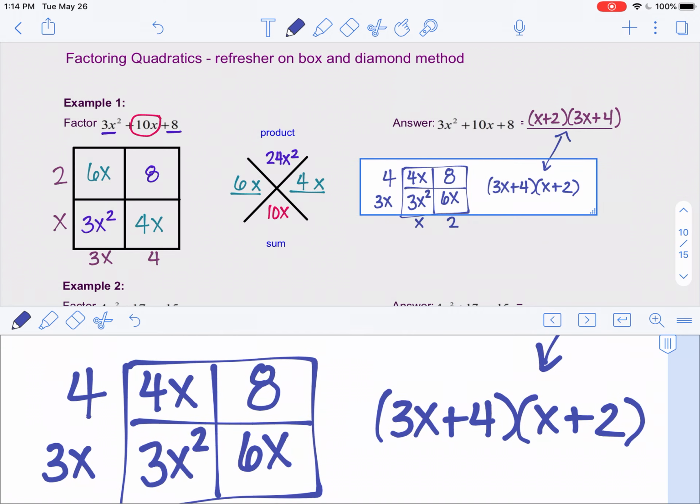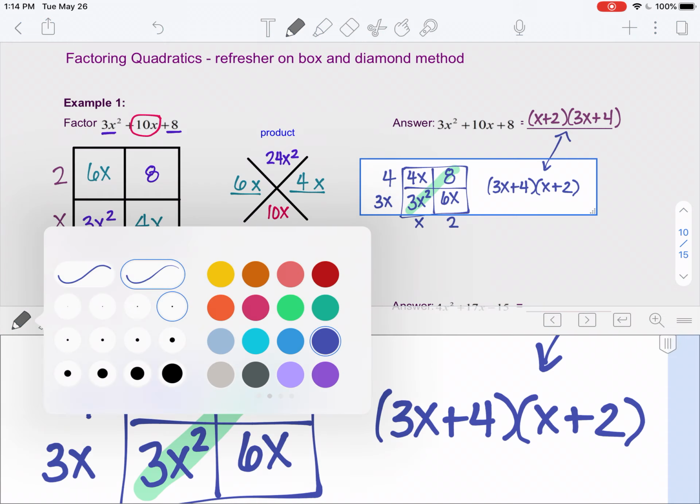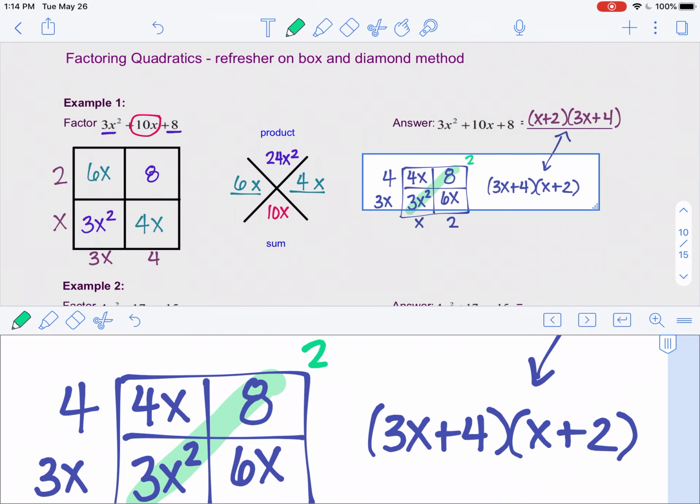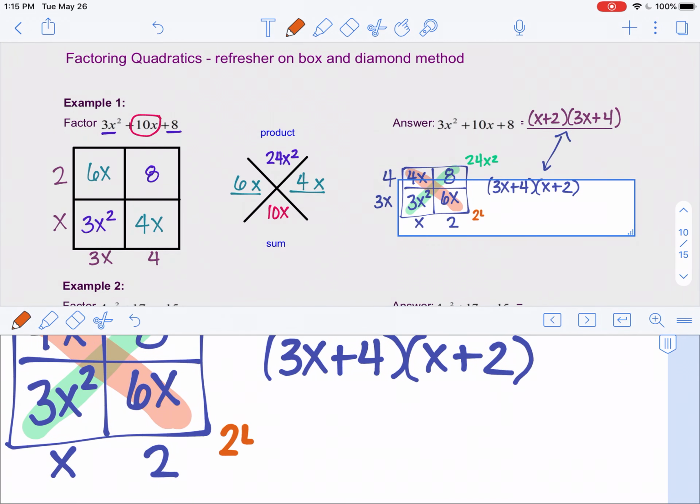The other thing I want to mention to you is when you set up your box, it will be set up correctly if the diagonals multiply to the same thing. So if you take a look, here this diagonal multiplies to 24x squared, and this diagonal multiplies also to 24x squared, and so I know the setup is correct. Those two diagonals always have to multiply to be the same thing.